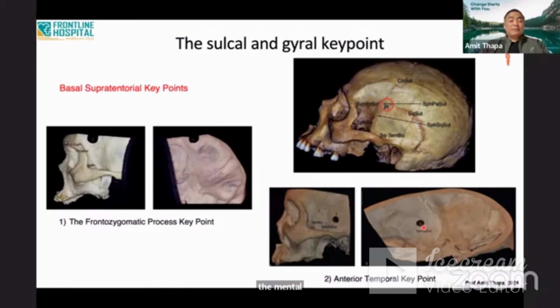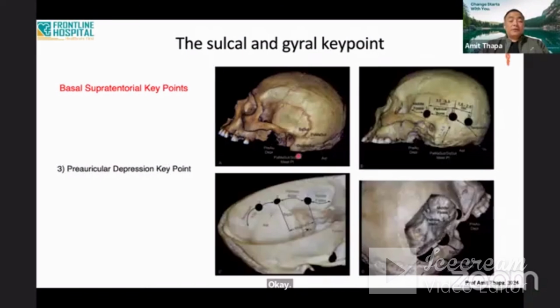Then there's the preauricular depression key point, which is the depression palpable just in front of the tragus. And this is the anterior portion of the petrous bone. So this particular burr hole, or a burr hole a few centimeters above it, can actually lead you to the anterior portion of the petrous apex, the petrous bone.